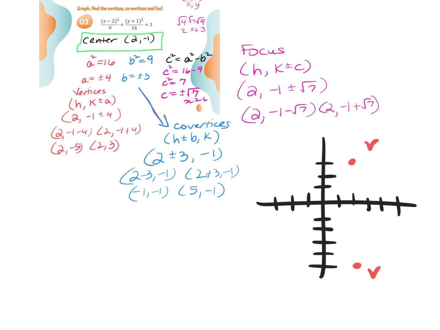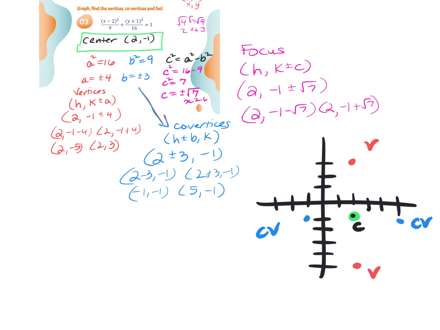Then my co-vertices, these are on the minor axis. The endpoints of that are the co-vertices. So negative 1, negative 1, and then positive 5, negative 1. I'm going to also graph my center. My center was positive 2, negative 1. That's the green dot here. I'll put a black dot in the middle so you can see it a little better. This is the center. And let's get the focus points on here.